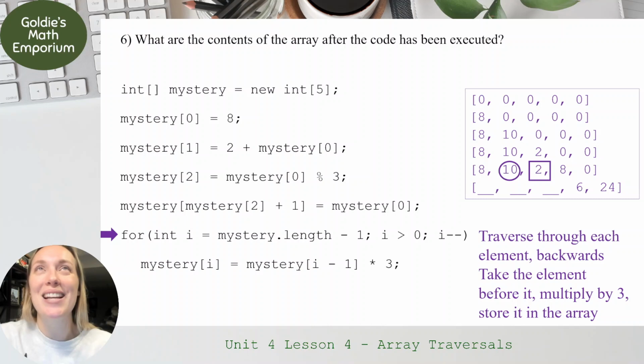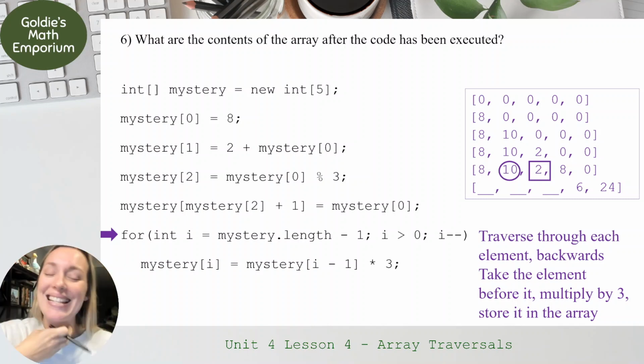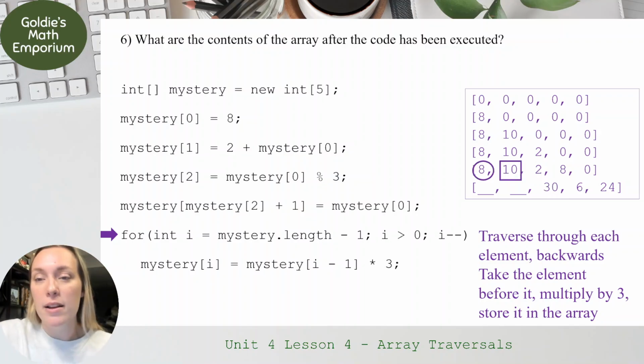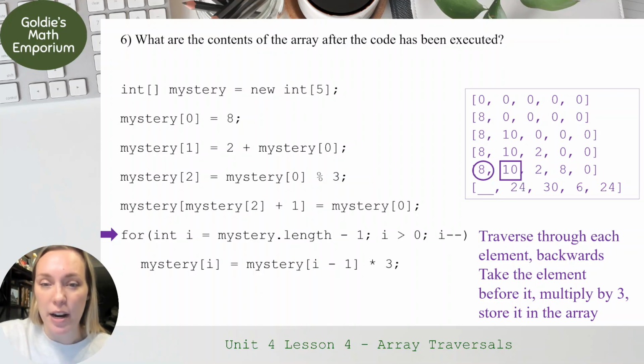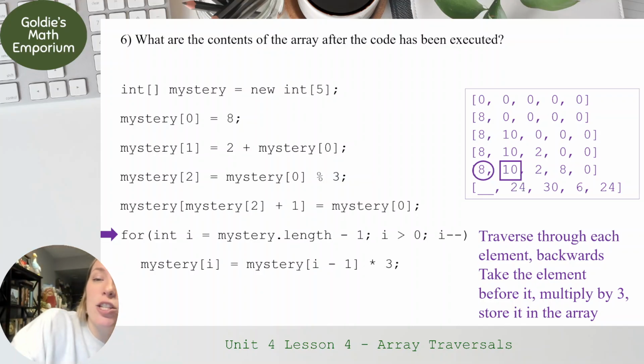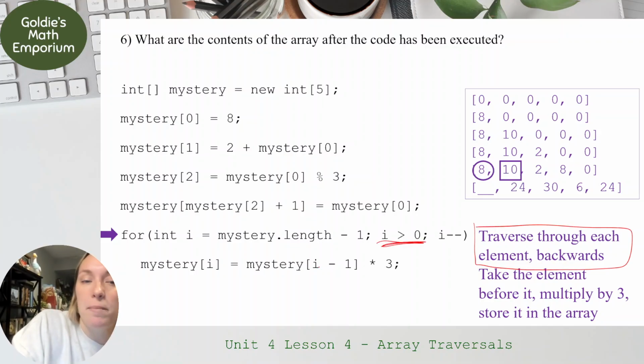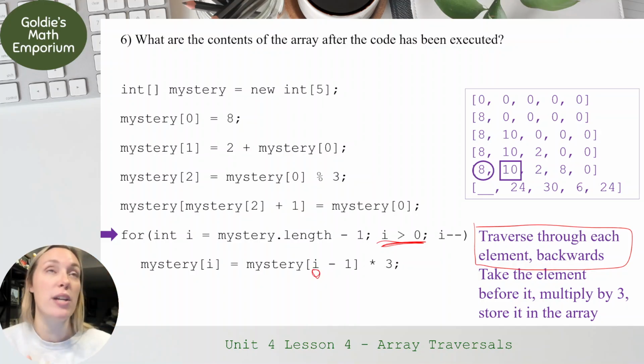element 2, at index 2, 2 as well. What comes before it? 10. 10 times 3 is 30. So 30 gets put in there. Okay, next current element is number 10. What comes before that? Number 8. 8 times 3 is 24, so 24 gets put there. Okay, and again, this traverses through each element backwards, but not including 0. Okay, because if I were to go down to i equals 0, I get i minus 1, which is negative 1, and I don't have mystery[-1].